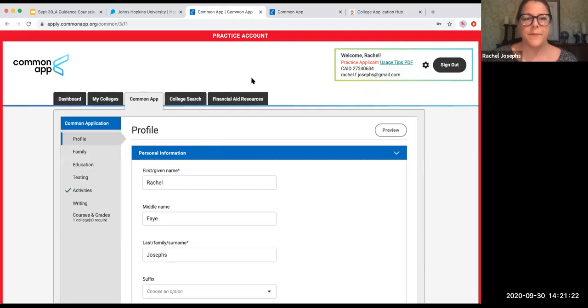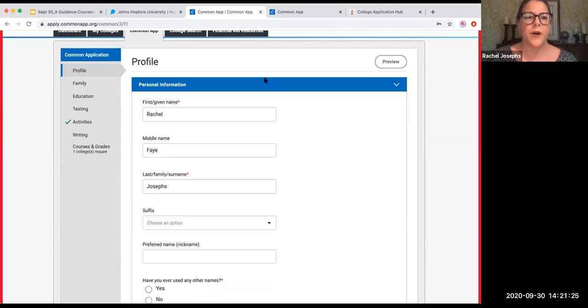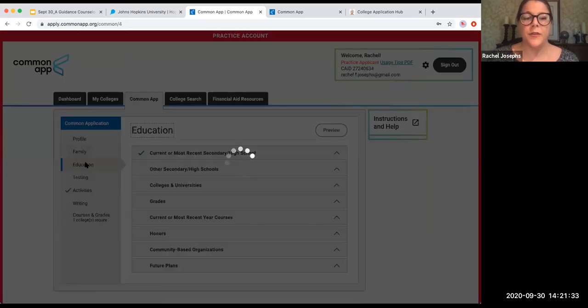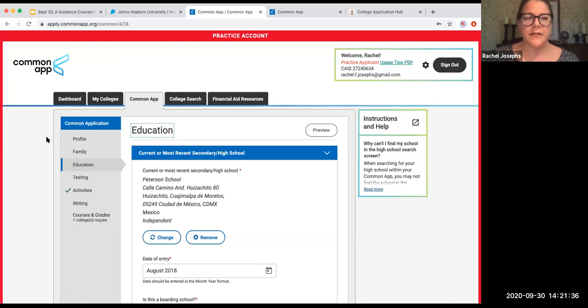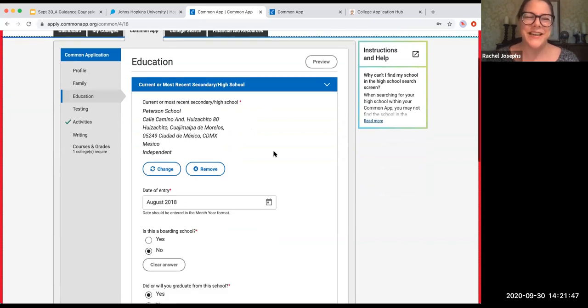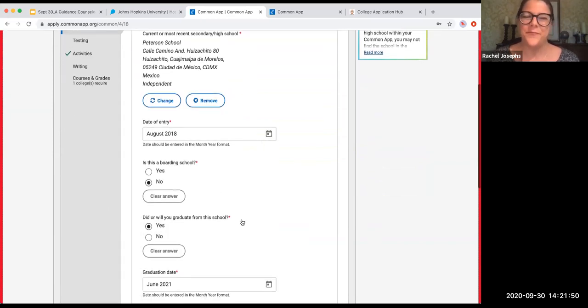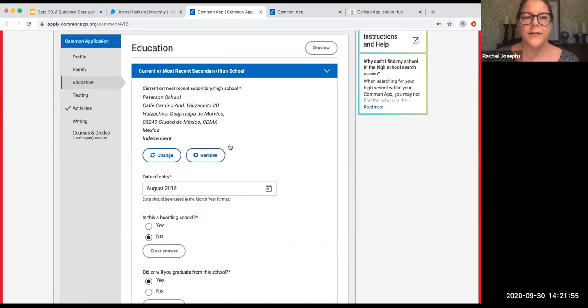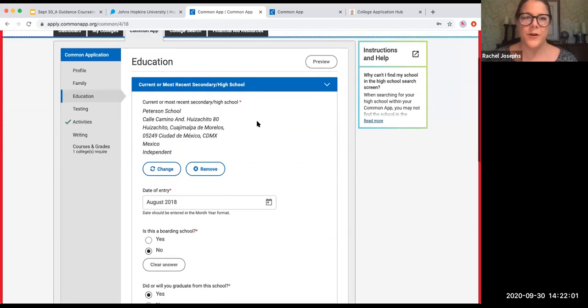And here's the tab that I was saying, the Common Application. This is where you'll be able to fill out all of these different pieces: the profile, the family, and the education. The student will not be able to add you as a counselor recommender until they've filled out this initial education portion. Here I have said that I'm a student at Kevin's school, Peterson School in Mexico City. And I filled out my date of entry, what kind of school it is, et cetera. My most current school does need to be filled out before I am able to do this next step that I'm going to talk about.